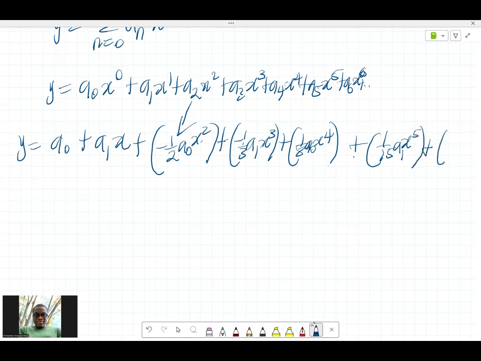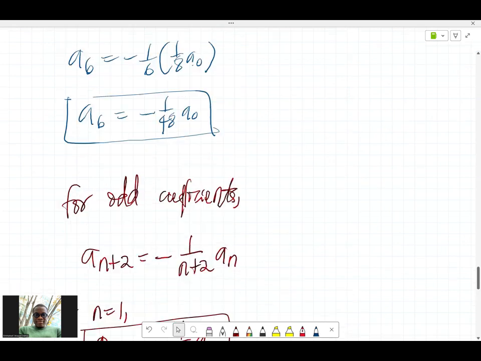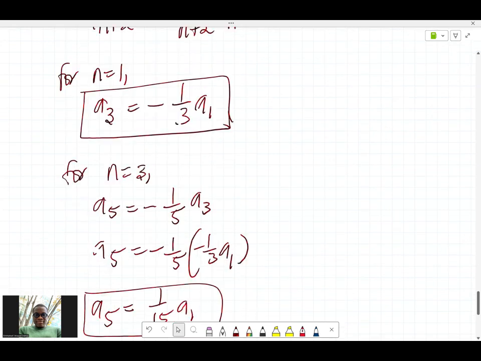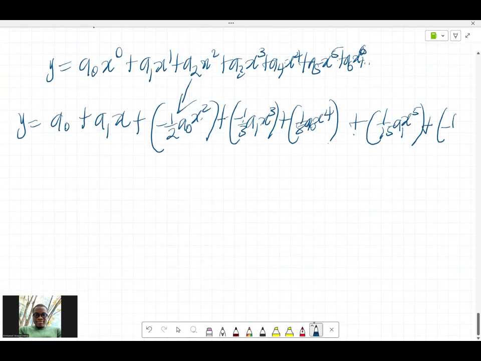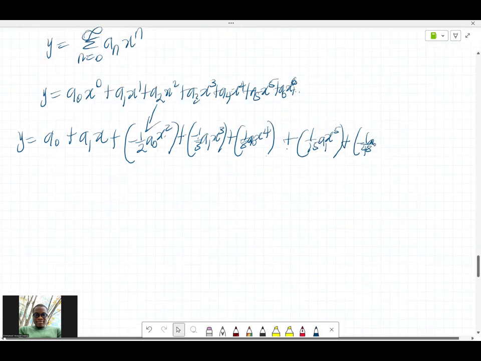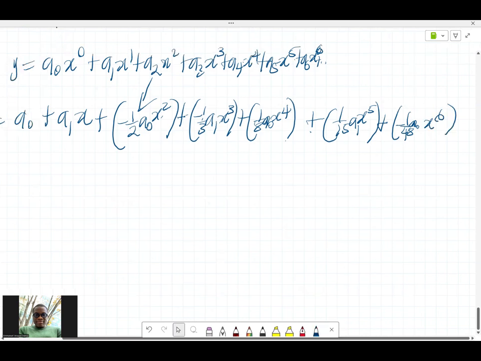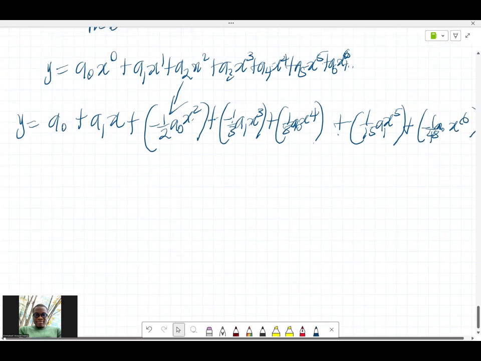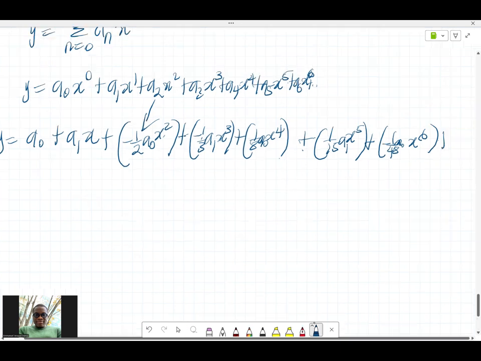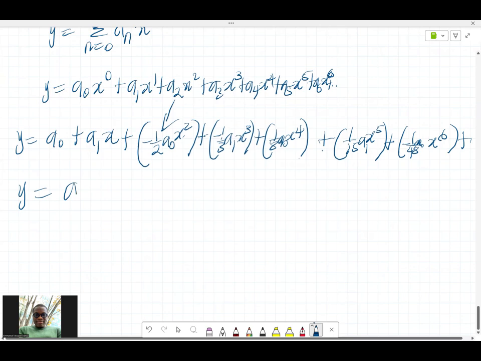And lastly, we have A6. A6 is minus 1 over 48 A naught, so we have minus 1 over 48 A naught x raised to power 6. Okay. So we can tidy things up like that. Of course, this continues, right? But we just stop here. So y now is equal to A naught.